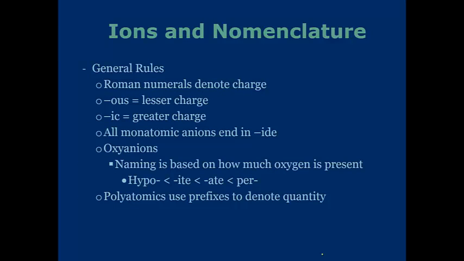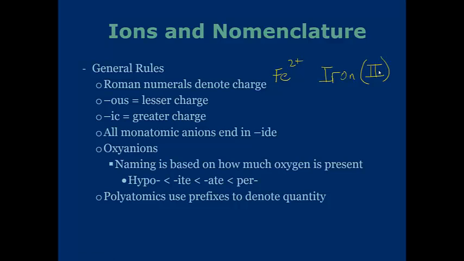Ions and nomenclature follow various rules, starting with Roman numerals to denote the charge. So an example of this would be if I were to have Fe2+, if I were to see this represented, I would list it off as iron(II).